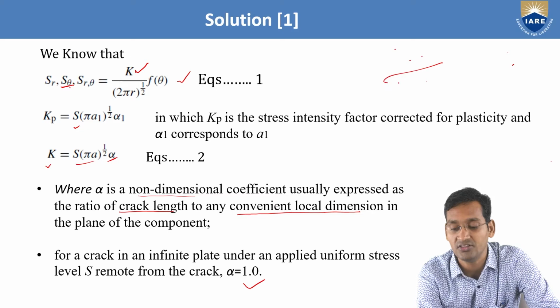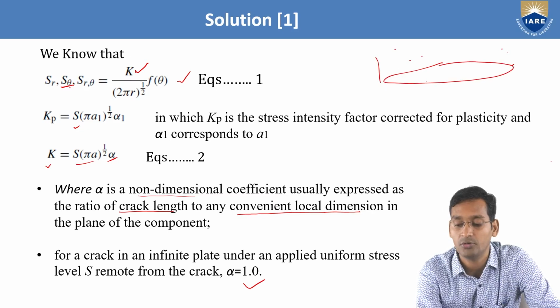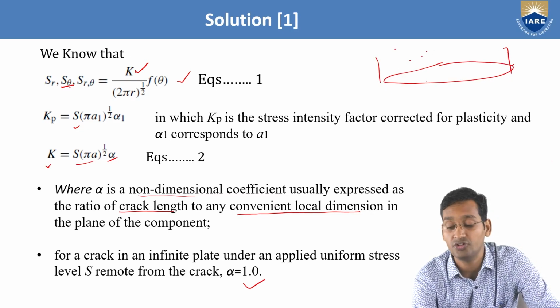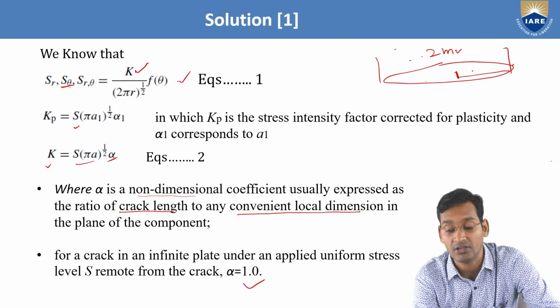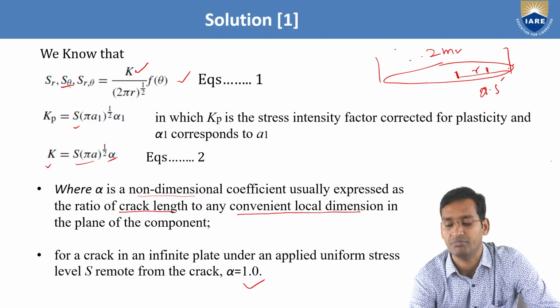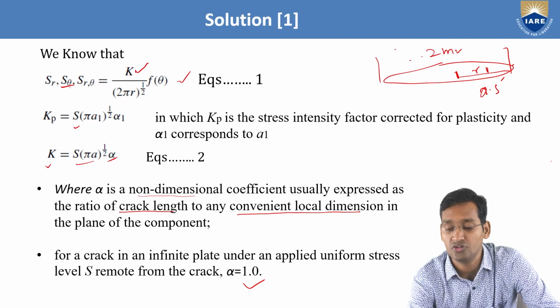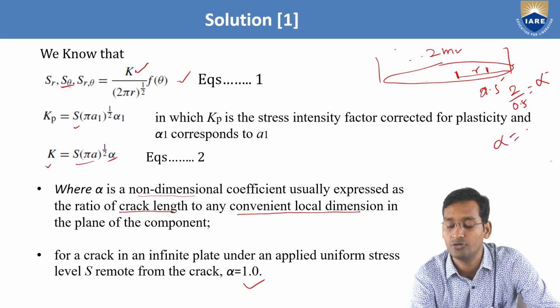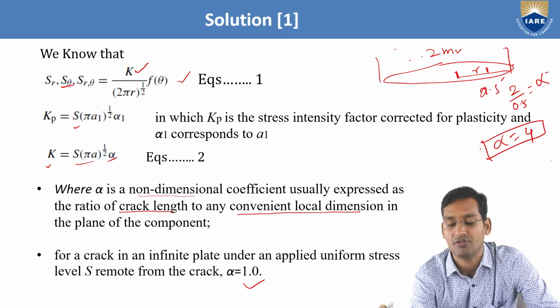So how much is the crack length? Suppose from here to your crack length, if this is 2 mm and you are finding at somewhere here at that same R value, this is 1 mm, or that may be 0.5 mm. That depends on the given question. So this 2 divided by 0.5, alpha will be equal to 4. So in this case, alpha will be 4.